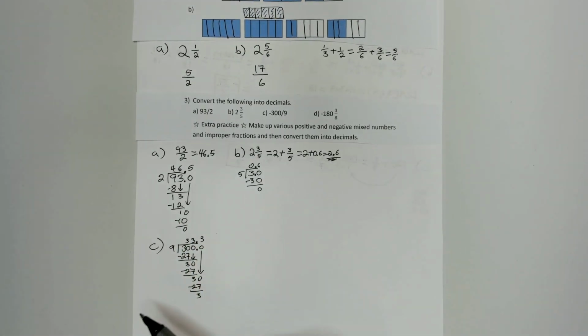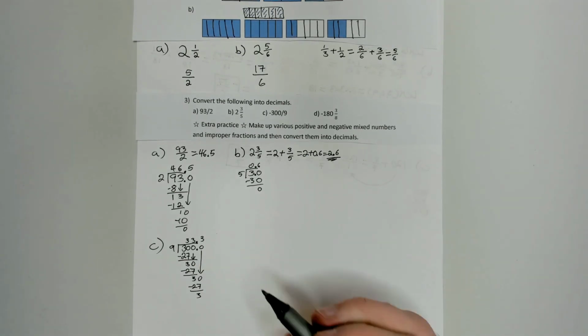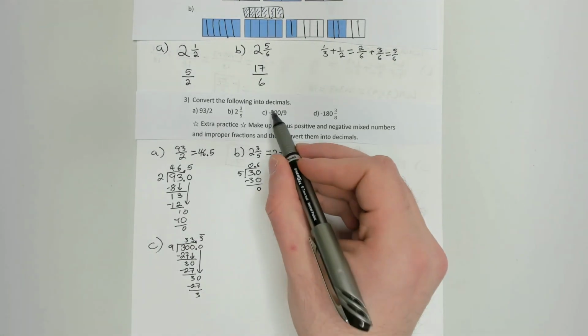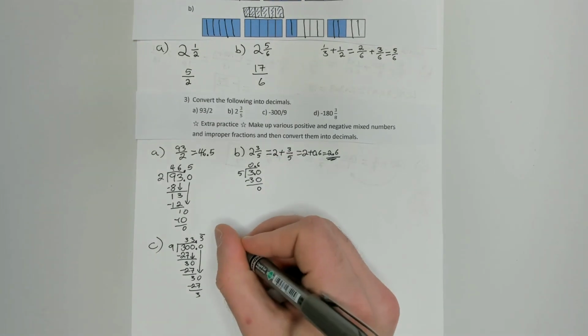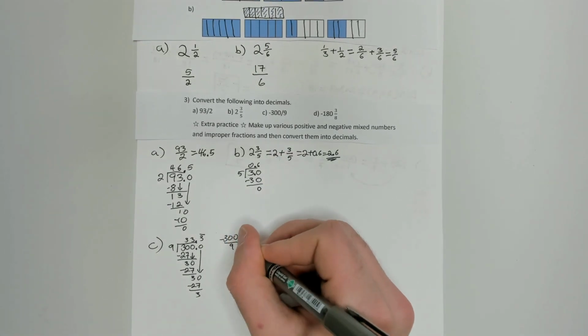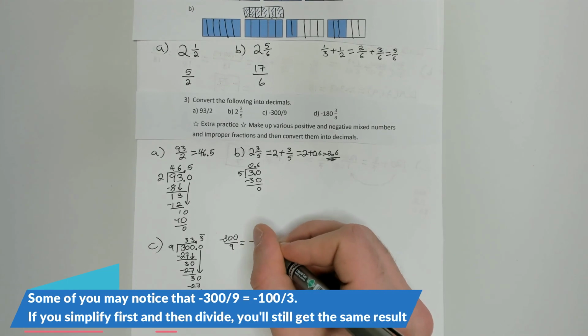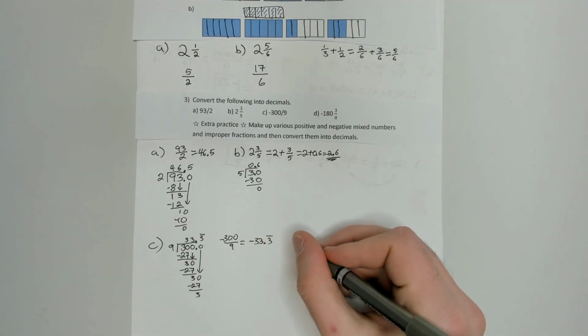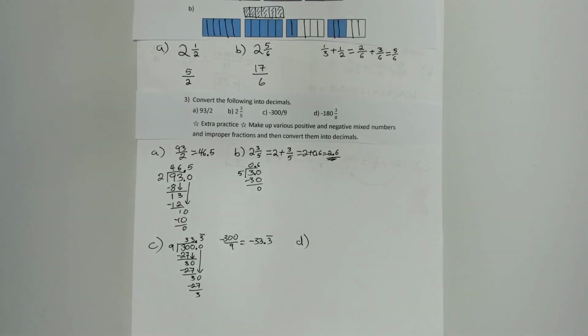And we see we're getting the same thing over and over again, right? 30, 27, 30, 27, 30, 27. And it's going to keep on going. So our answer is going to be 33.3 repeating. But once again, it's a negative number divided by a positive, so we are going to get a negative answer. So this will be negative 33.3 repeating. All right, so not too bad. And let's do the last part of this question.